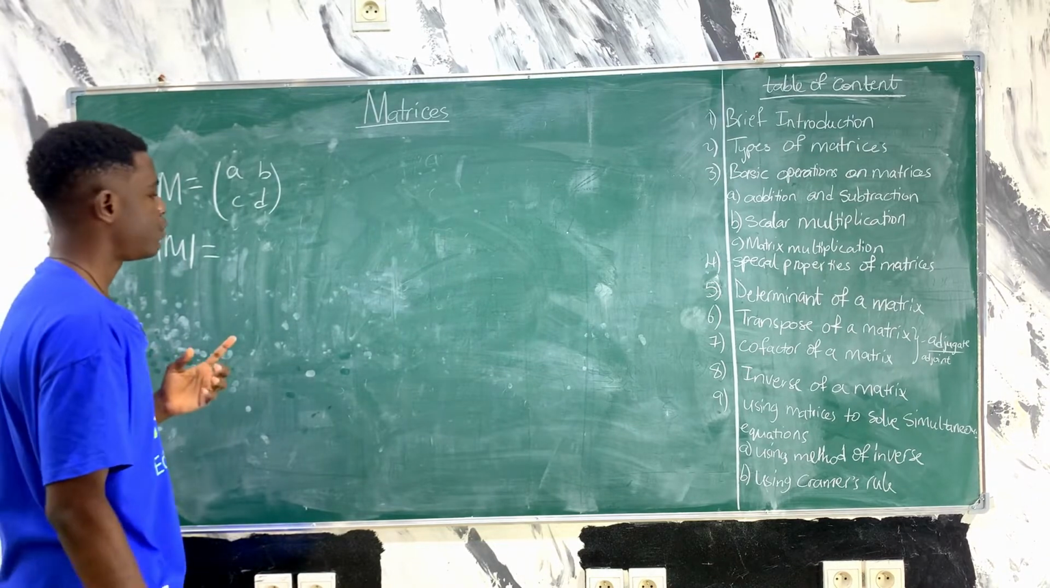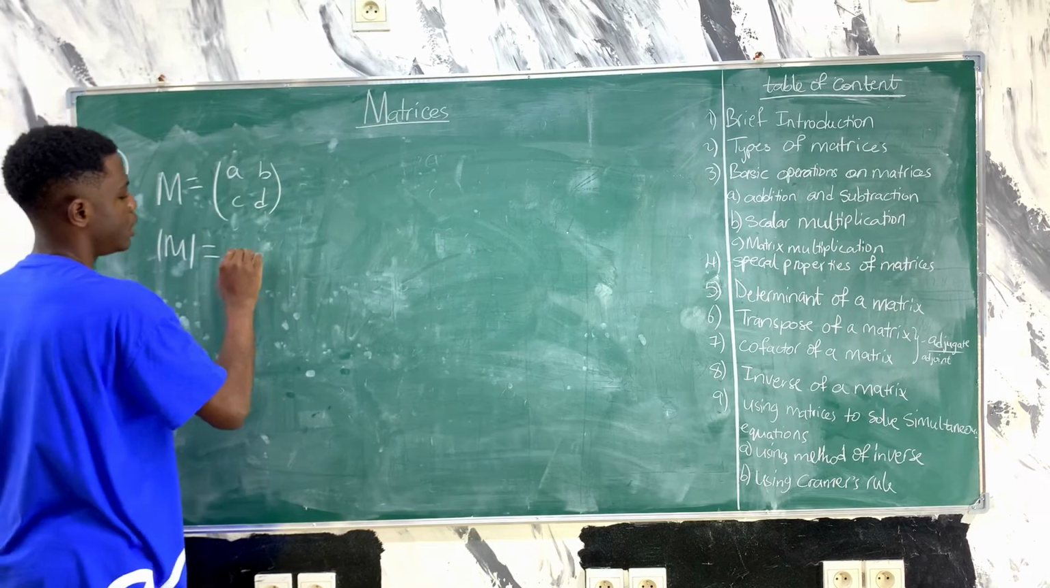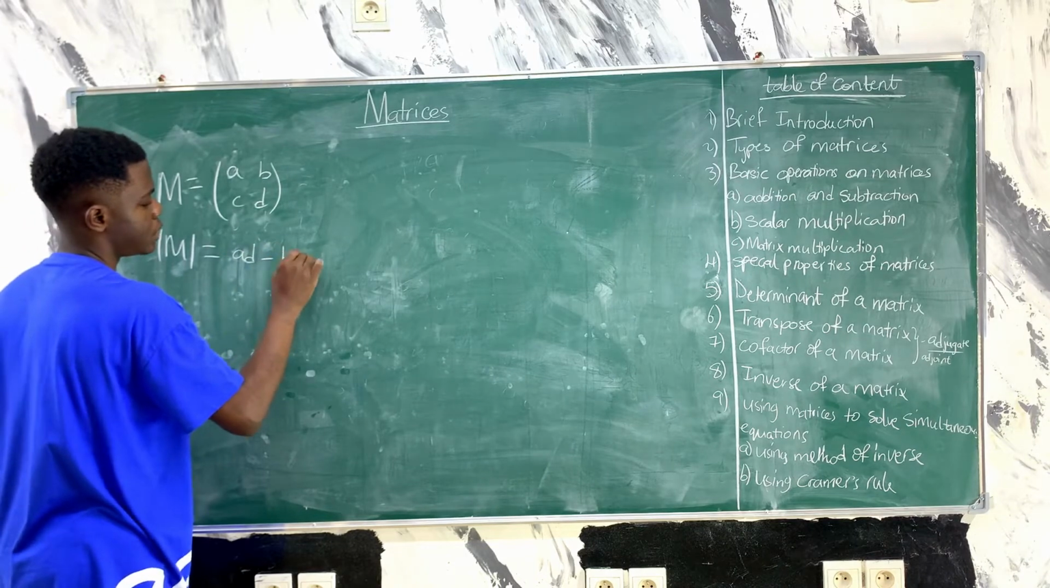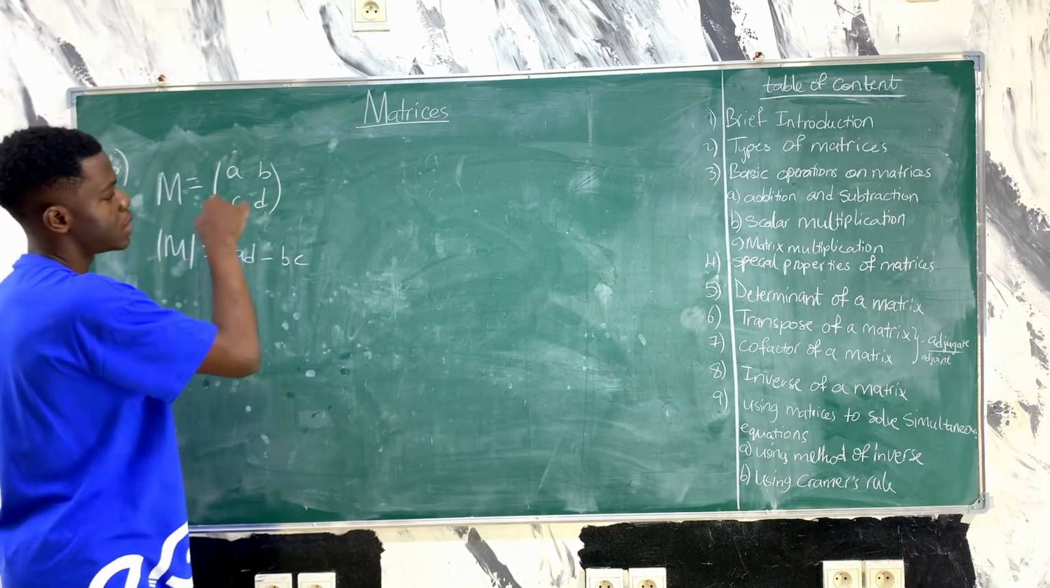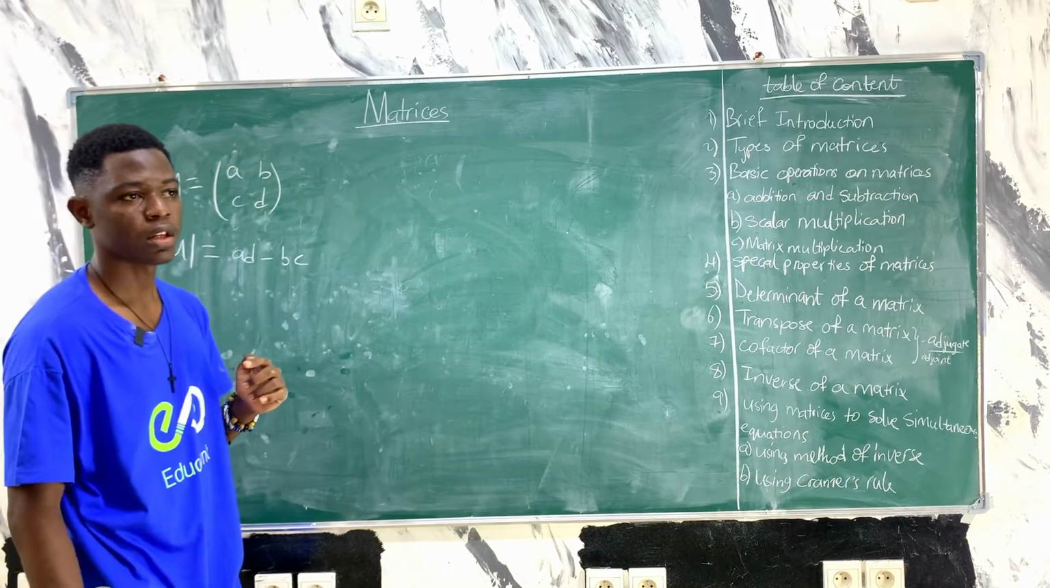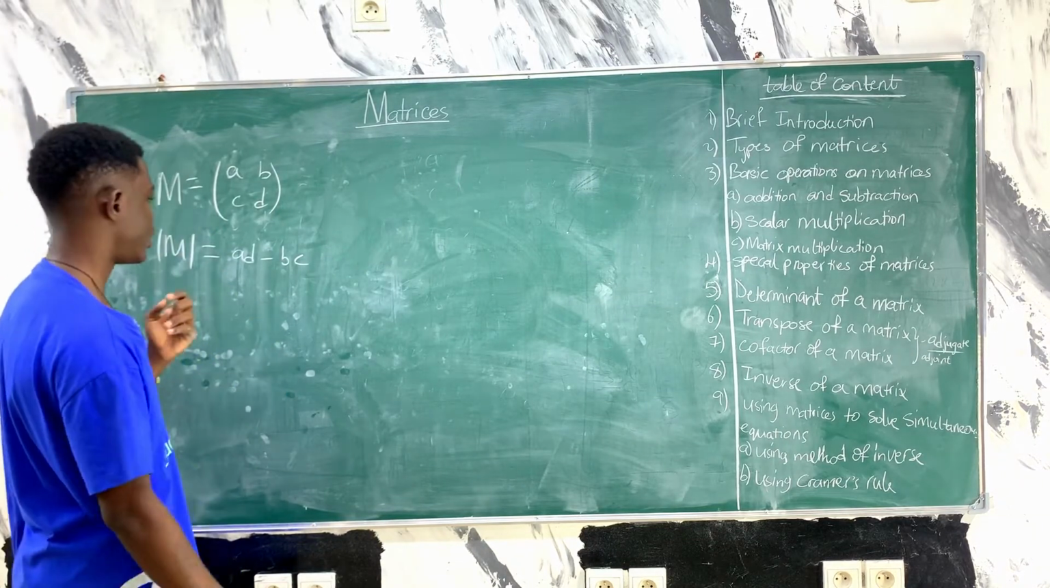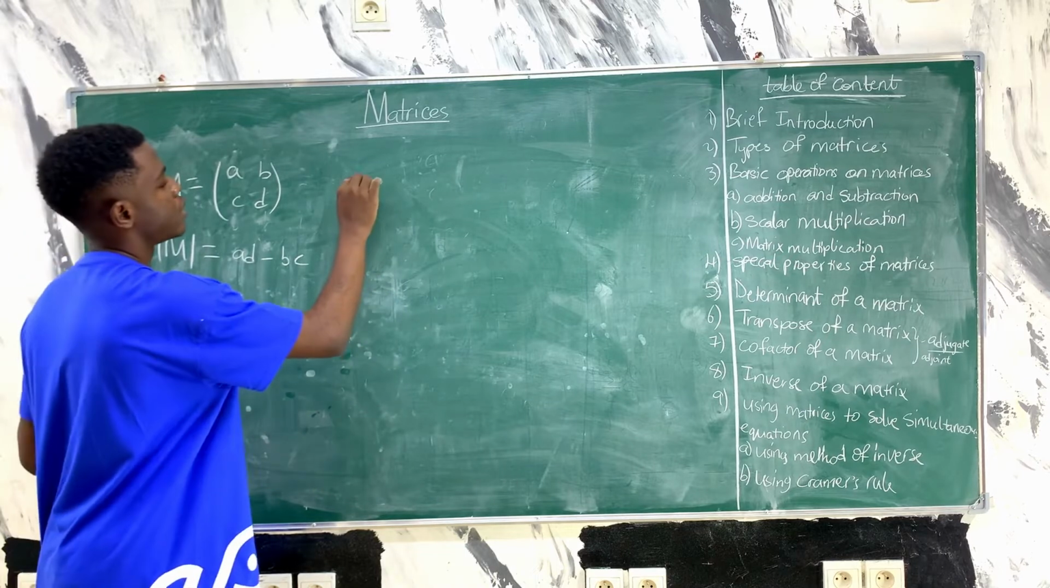And how do you find it? You find it by doing AD minus BC. So the determinant is this times this, minus B times this. That's how you find the determinant of a 2 by 2 matrix. For instance, let's take an example.